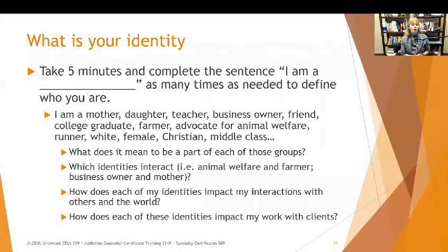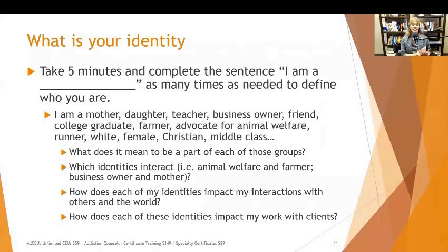So then I went back and I said, what does it mean to me to be a part of each of those groups? What it means to me and what it means to my friend may be very different. I'm also a homeschool parent, and the way I homeschool is very different than the way some of my peers homeschool. And that's okay. But I do recognize we have similarities in the reasons why we homeschool, but we also have differences in both the reasons and the approaches.